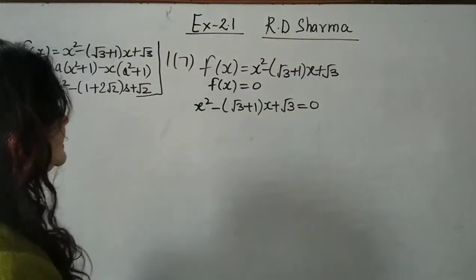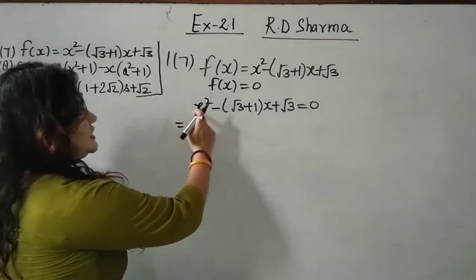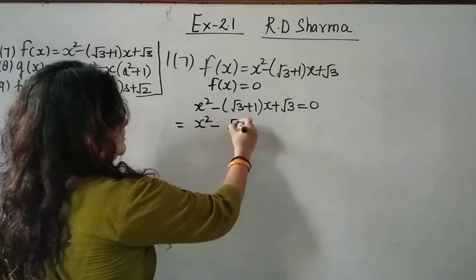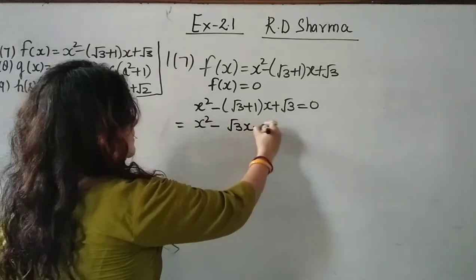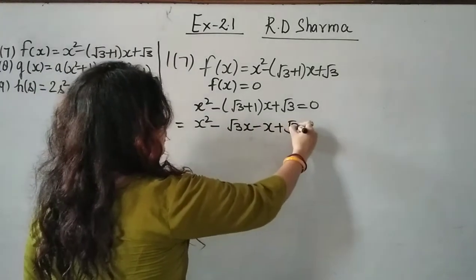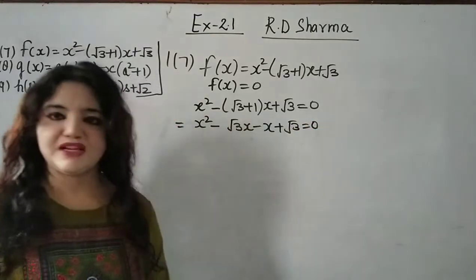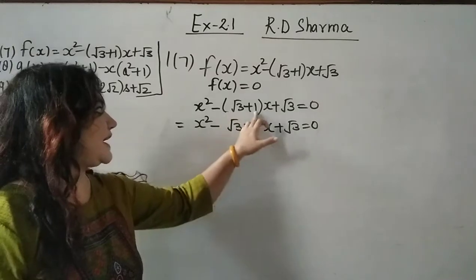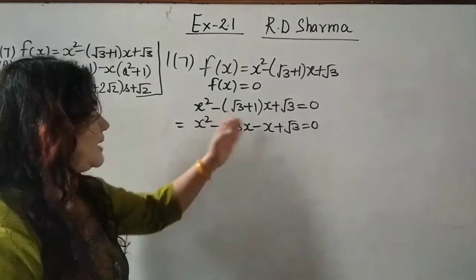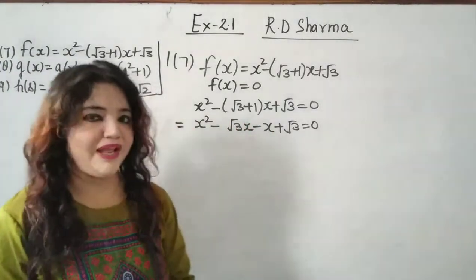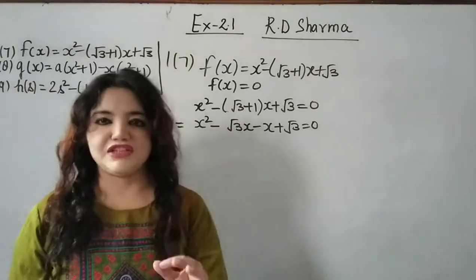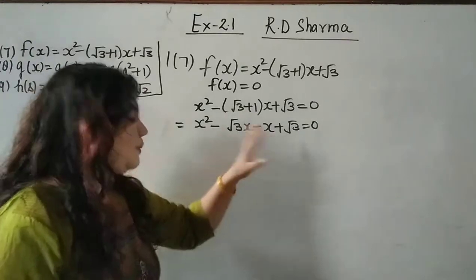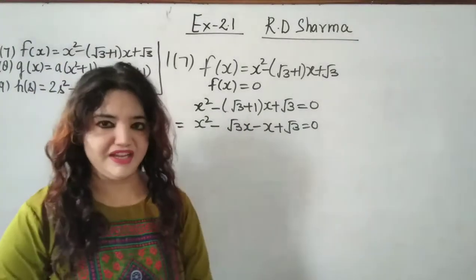In the next step we will just open the bracket. x square minus root 3 x minus x plus root 3 is equal to 0. What we have done is just opened this bracket, because here we cannot apply the middle term splitting method, as the middle term is root 3 plus 1. We are not going to solve it by that method. We have just opened the bracket.